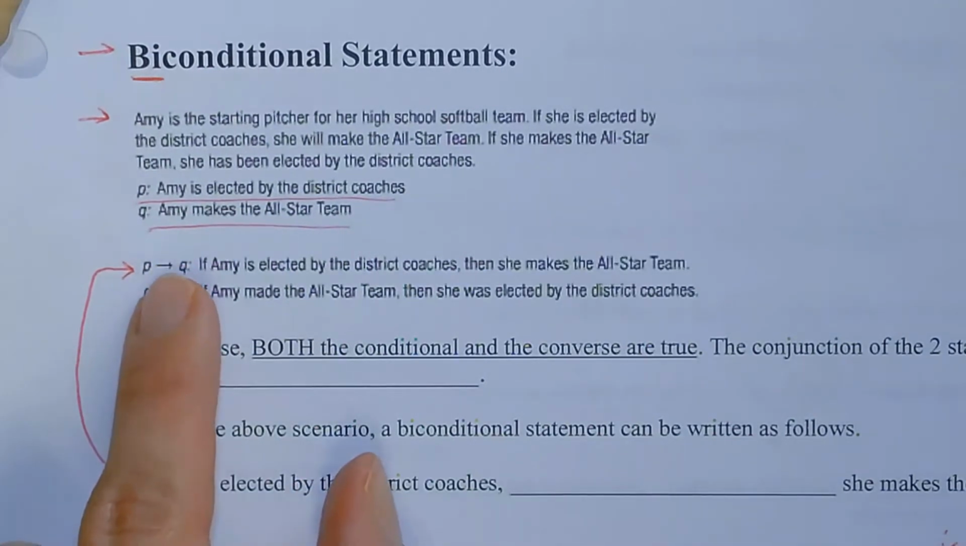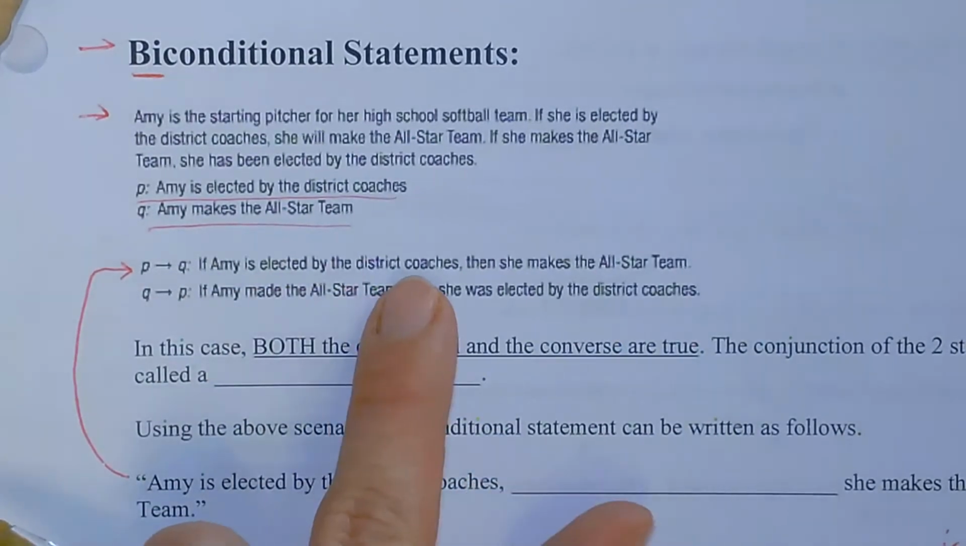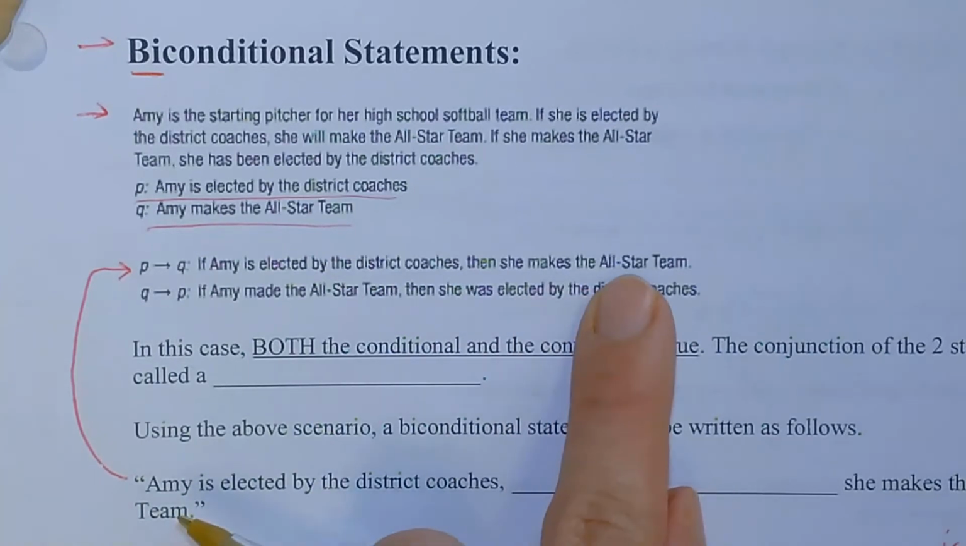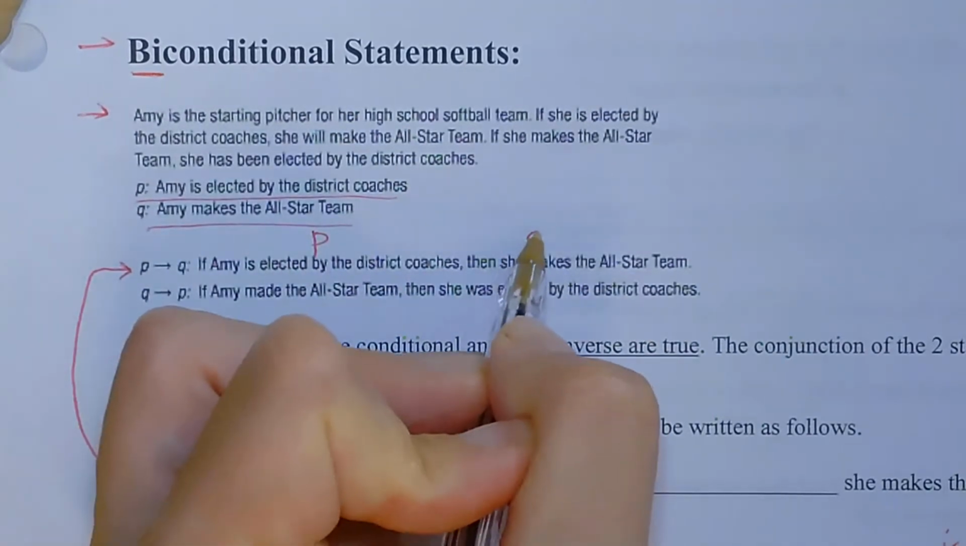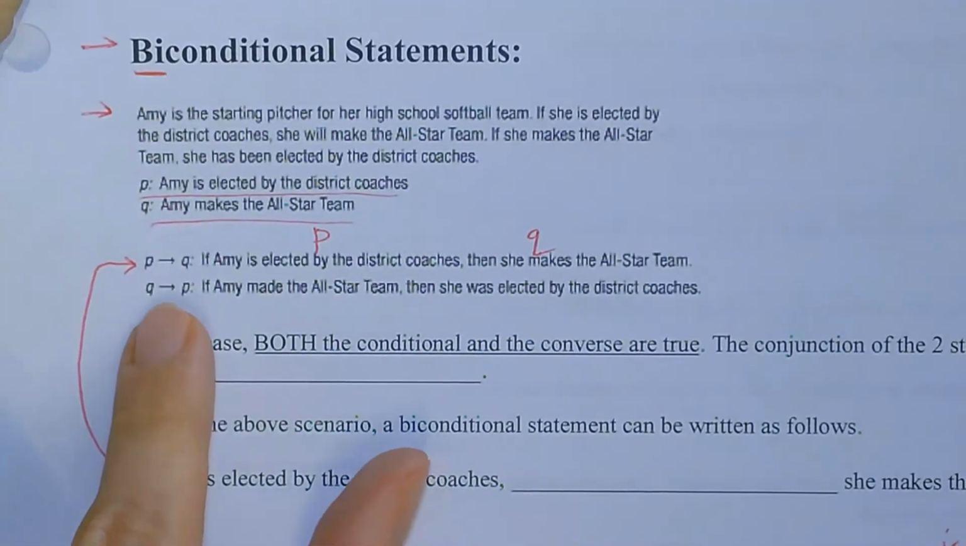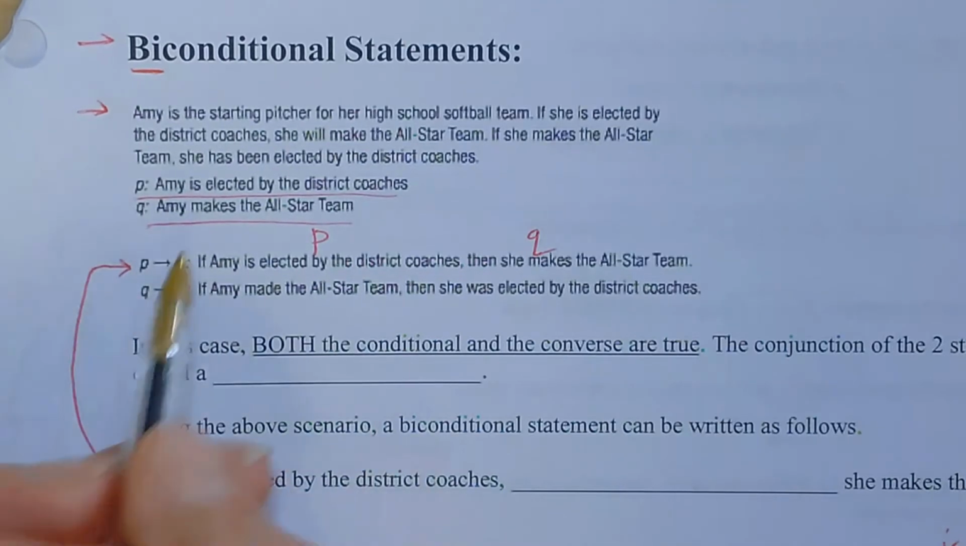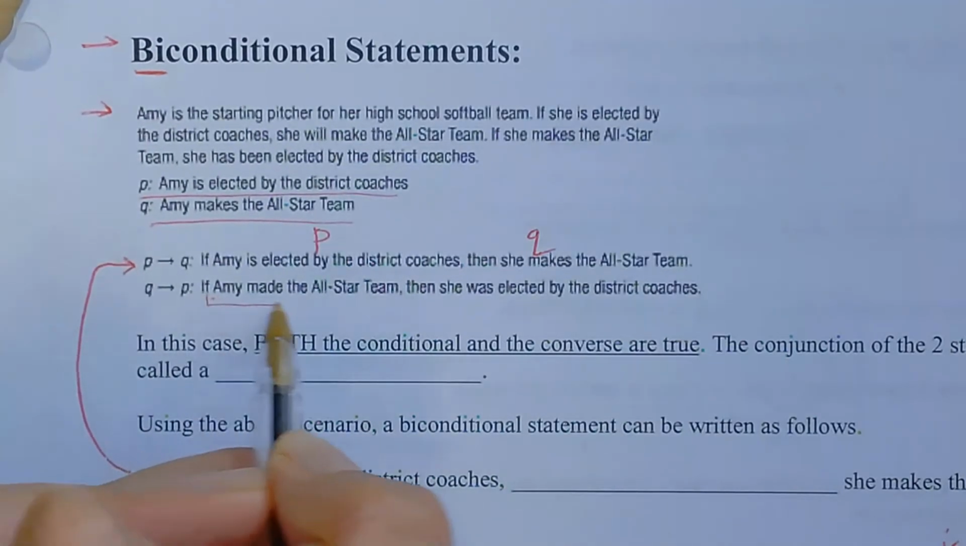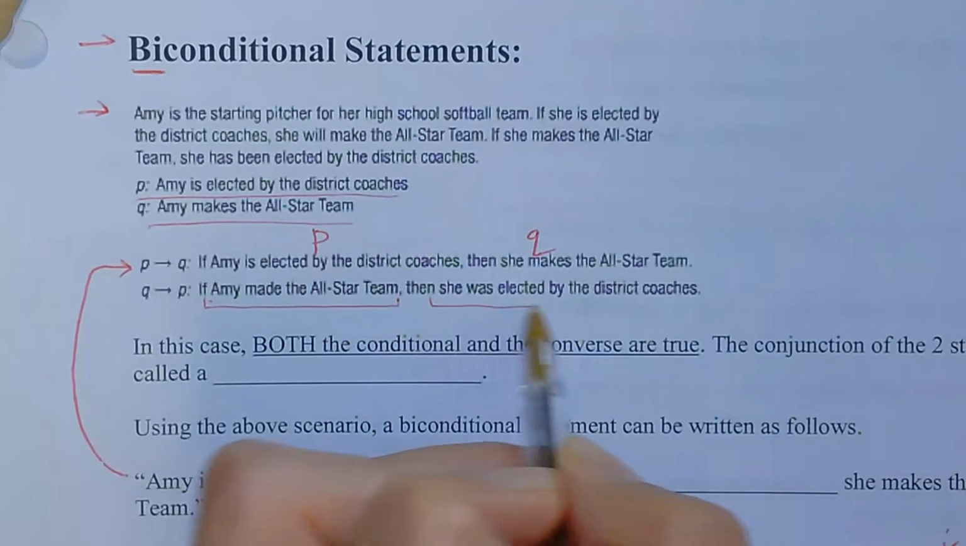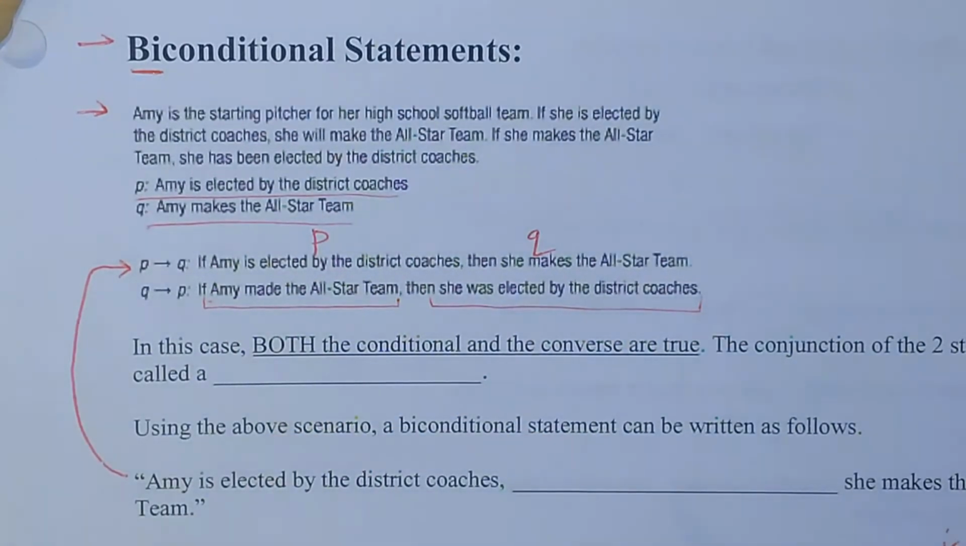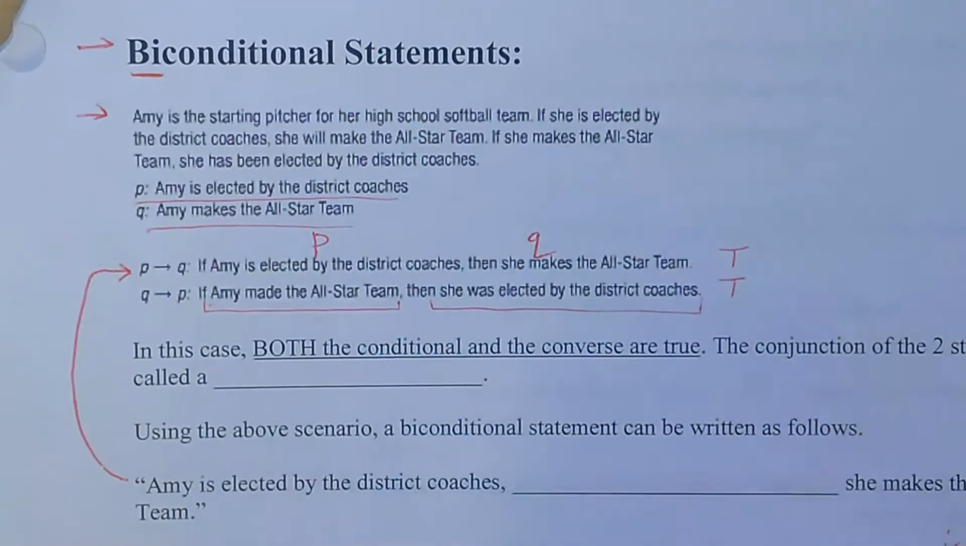All right, check this out. Here is the original statement in if-then form about Amy. If Amy is elected by district coaches, then she makes the all-star team. This was P, this was Q. Now, underneath it is Q arrow P, which we just talked about is the converse of the original. So this time it's flipped around and says, if Amy made the all-star team, then she was elected by district coaches. Now, according to that paragraph, both of these statements are true because they told us those in the paragraph.